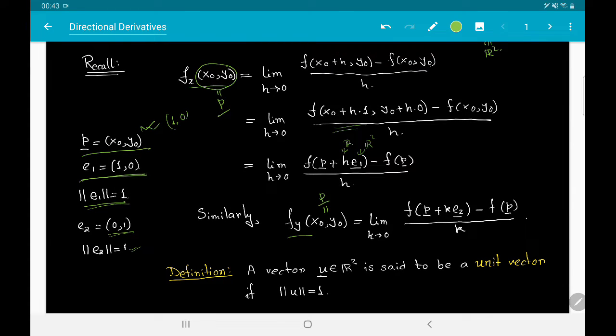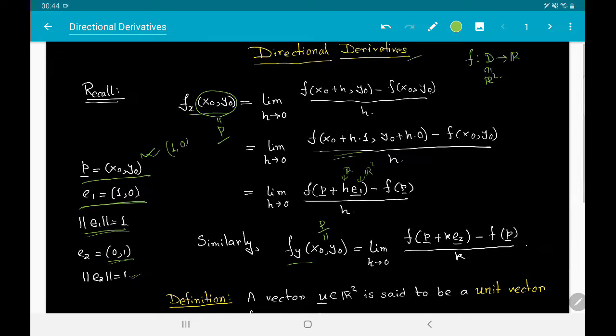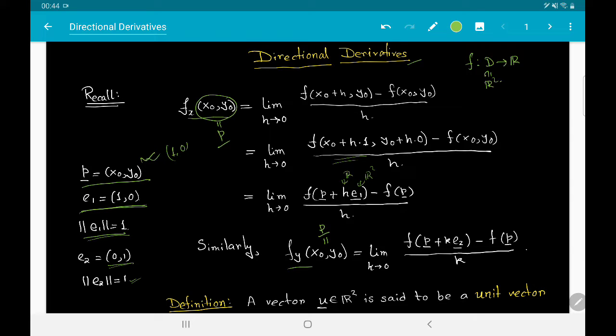Now we want to somehow introduce a much more generalized notion, namely, can we replace e1 and e2 by an arbitrary unit vector of my choice or your choice or somebody else's choice? The notion that we are going to get by doing this is called the directional derivative.